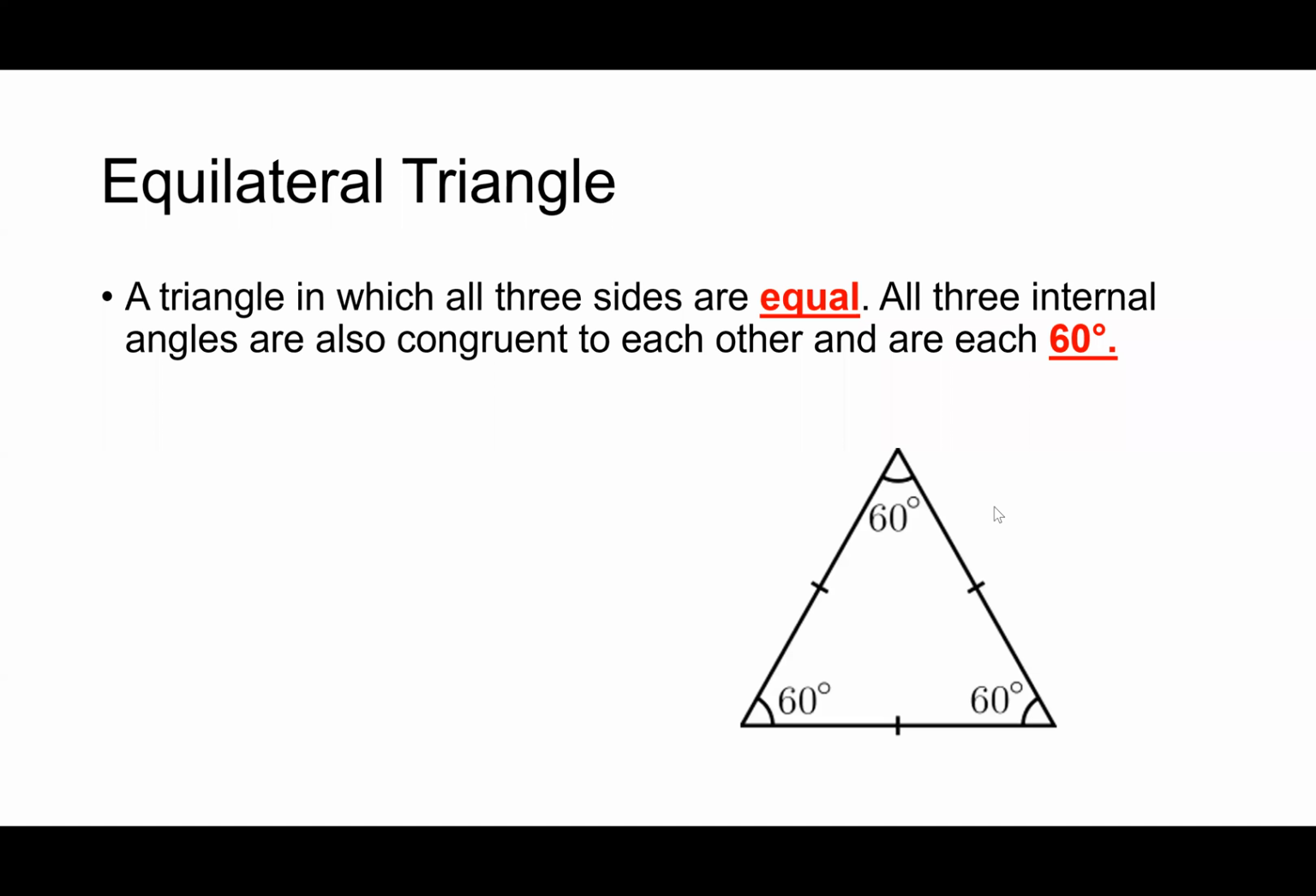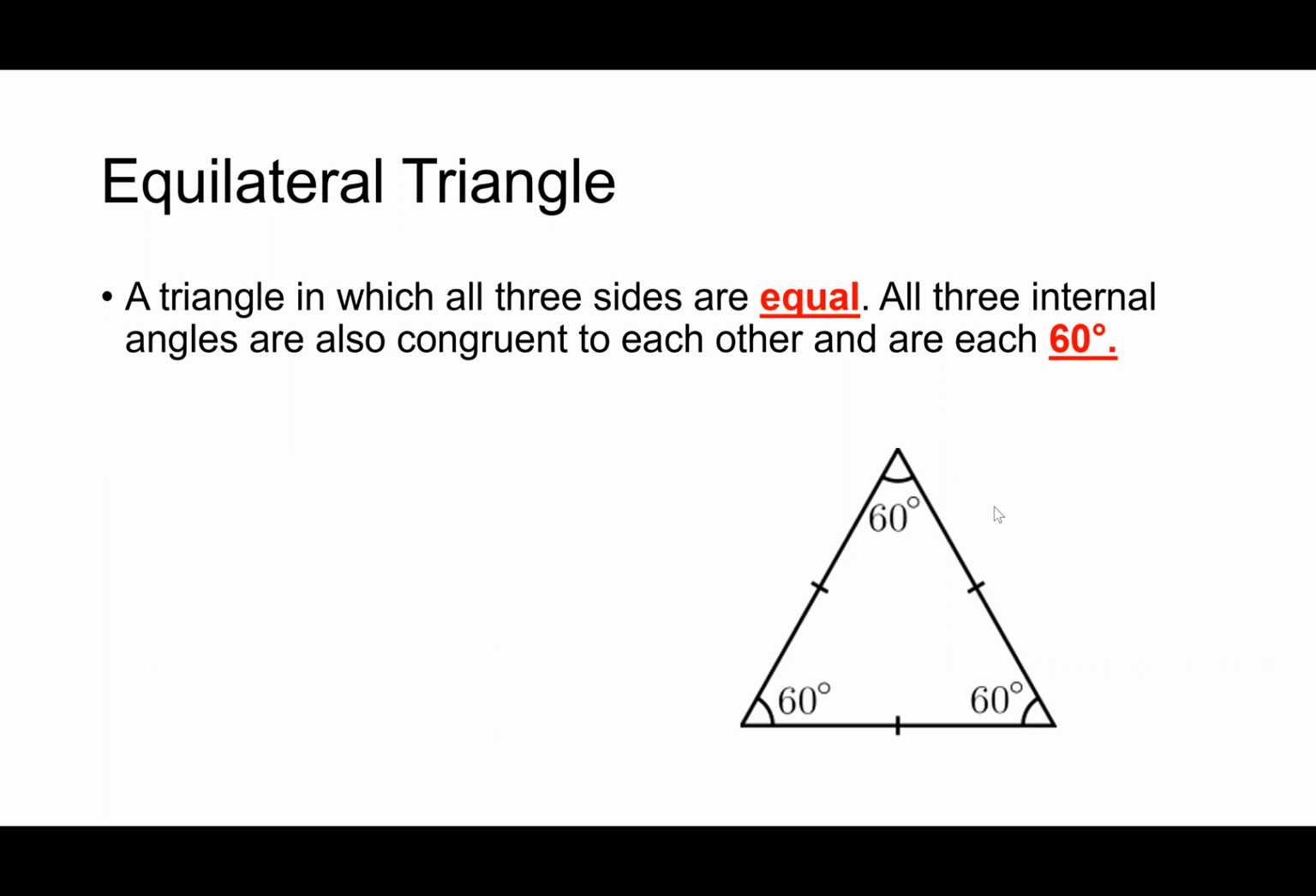Okay, so this is day 6 of angles. All right, so we are reviewing terms and then solving some problems. Okay, so an equilateral triangle, these are all terms that you've heard before, is a triangle in which all 3 sides are equal. All 3 internal angles are also congruent to each other and are 60 degrees. Okay, make sure you've written those down.